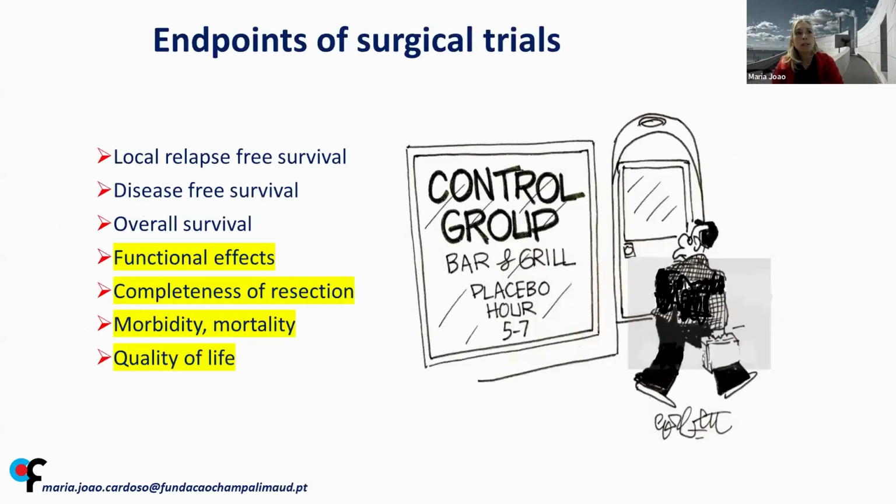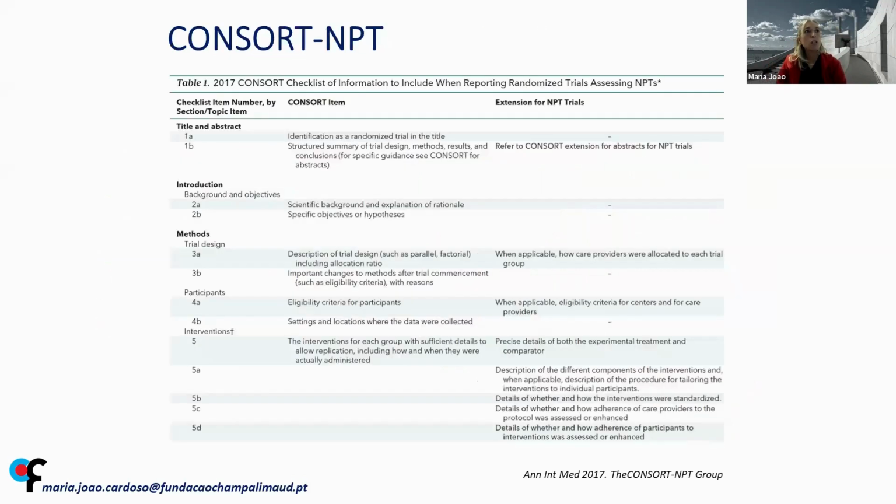So the endpoints, and we also talked about the endpoints. We all know the endpoints, and if we talk about surgical oncology, the major endpoints are usually local regional relapse or local regional free survival, disease-free survival, considering the local and the systemic, and overall survival. But then we have many more, like the functional effects, the quality of surgery, so completeness of resection, morbidity, mortality, and quality of life. So we have many more that we need to assess.